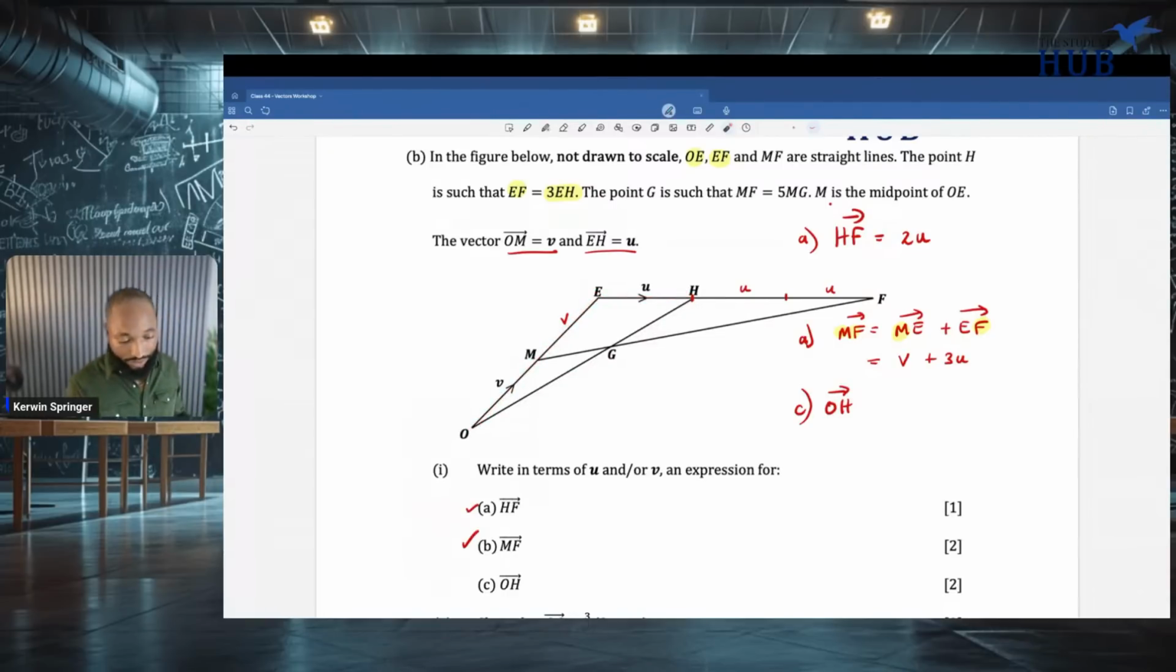the H. How much birds Zach really have? One bird, one bird, one bird. Just kidding. Eh? O to E, and then E to H is what we'll use. And O to E is 2V, and E to H is just 1U, 2V plus U.